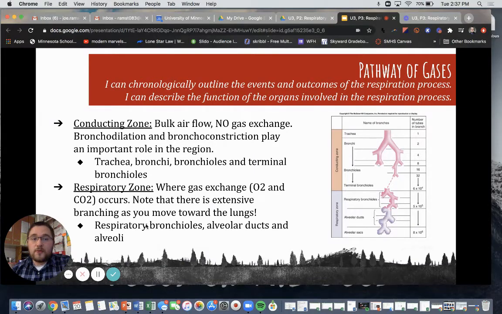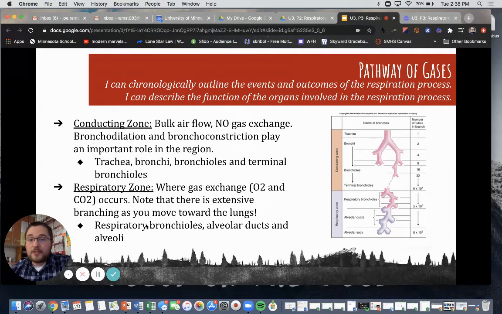So we're going to talk a little bit about the pathway of gases, but before we get to the specific events of the respiratory process, I want to share about the conducting zone and the respiratory zone. These two are very important to understand and know, so that's why we're going to review them in this quick tutorial video. The conducting zone is where bulk airflow occurs and there is no gas exchange that happens.